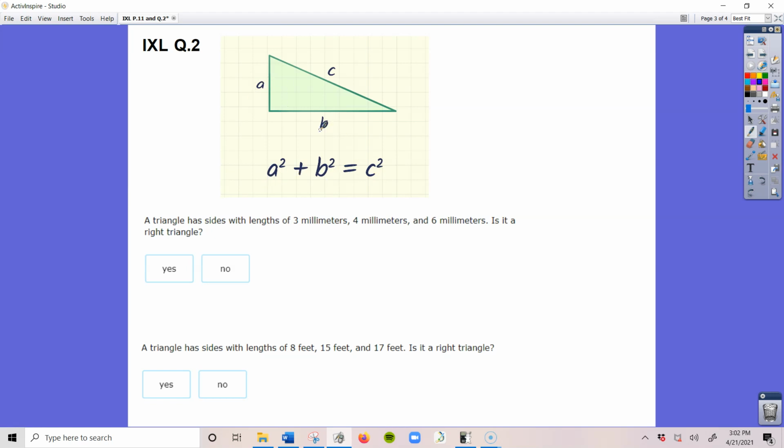It does not matter which one you make A or which one you make B. This could be B and this could be A. That does not matter. But C is always the hypotenuse, which is the longest side of your triangle. So if a triangle has side lengths of 3, 4, and 6 millimeters, is it a right triangle? So I'm going to use the Pythagorean theorem.